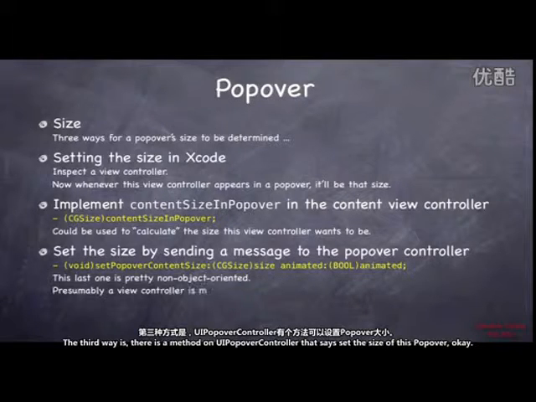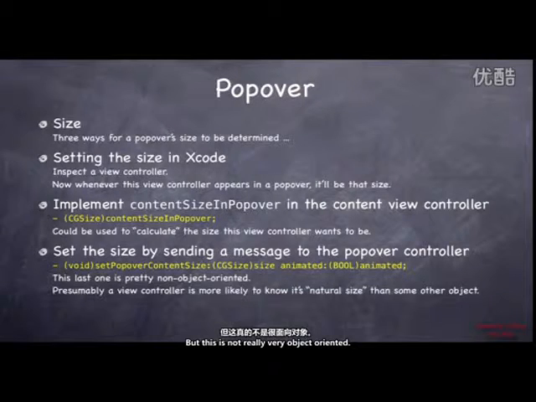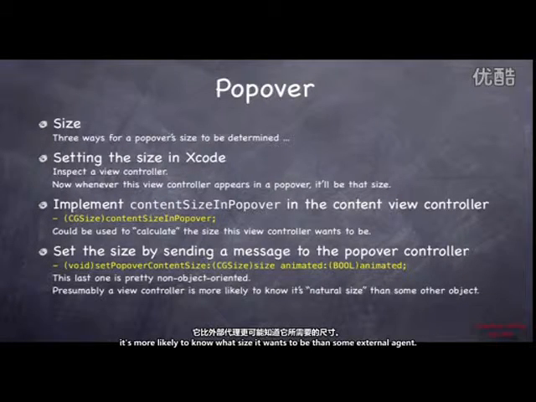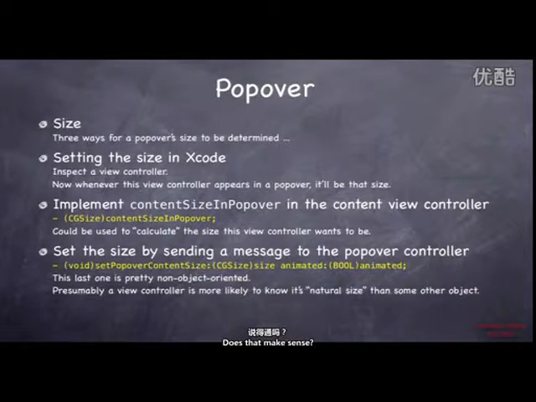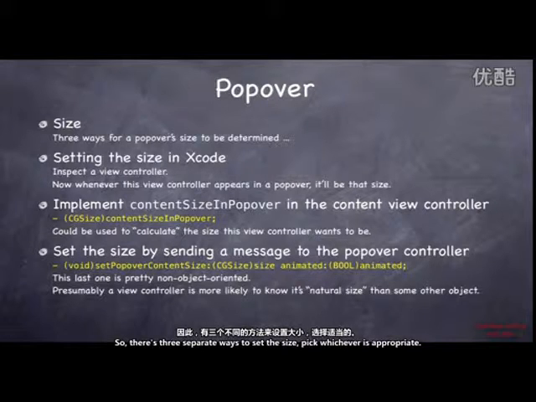The third way is there is a method on UIPopoverController that says set the size of this popover. But this is really not very object-oriented. The view controller that's inside the popover is more likely to know what size it wants to be than some external agent. But it's possible that the external agent knows a little more about what's going on outside the popover, and so it can pick a good size. Does that make sense? So there's three separate ways to set the size. You can pick whichever is appropriate.